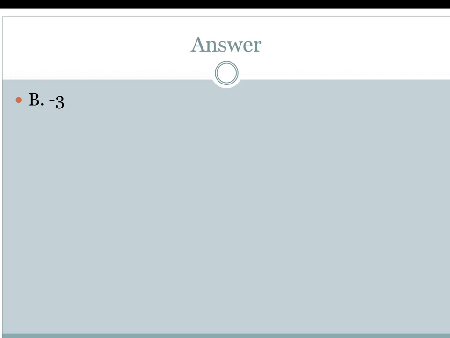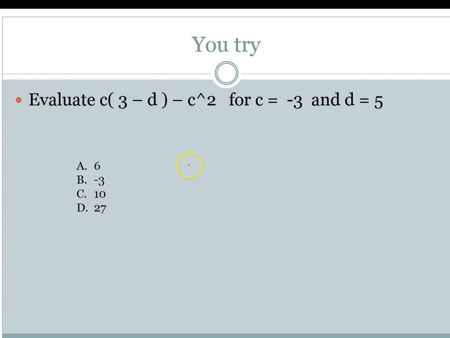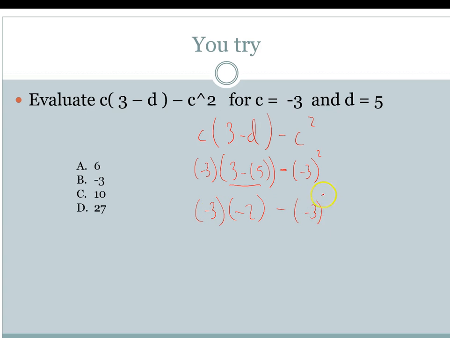The answer is B. If we look at this problem, c times 3 minus d minus c squared, we would plug in negative 3 for c here and negative 3 for c here. And then we'd have 3 minus 5 here, and we have the subtraction sign there. Parentheses are first, so 3 minus 5 is negative 2. Negative, so we keep the parentheses around it. Negative 3 out front, minus negative 3 squared.